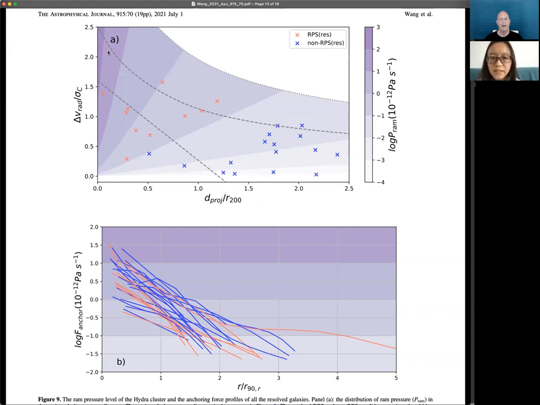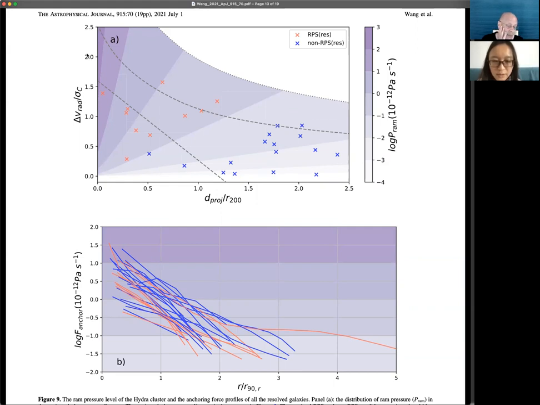And particularly when we consider that the galaxy has lower velocity during the early infall and gets accelerated later, this makes the long time in the low ram pressure level even more extreme. And the other thing we consider is the anchoring force.